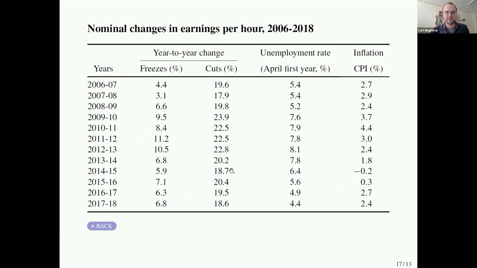Just to drill into that data and show you how it varies over time, generally over time, even before the Great Recession, after, and even during, there is a quite high prevalence of wage cuts, or earnings per hour cuts, in the data. But you also have a small spike in earnings per hour freezes, which, as you'd expect, increased during the recession.